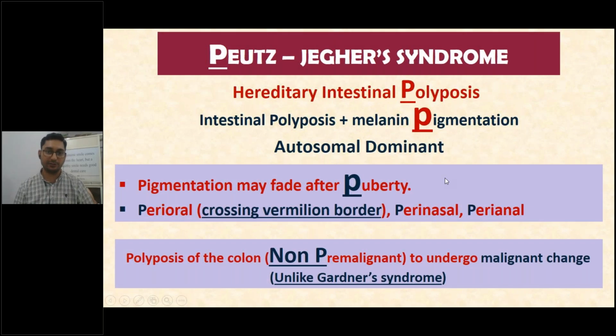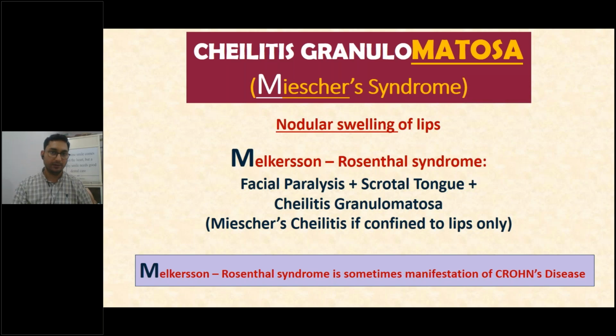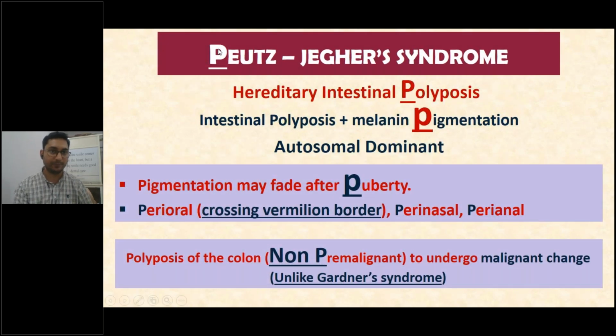Okay, next is Peutz-Jeghers syndrome. Very easy. Everything is P here, like in Melkersson-Rosenthal, everything was M. It is everything P here. P is for Peutz-Jeghers syndrome. It has hereditary intestinal polyposis, again with P. It has melanin pigmentation, again with P. And it is autosomal dominant.